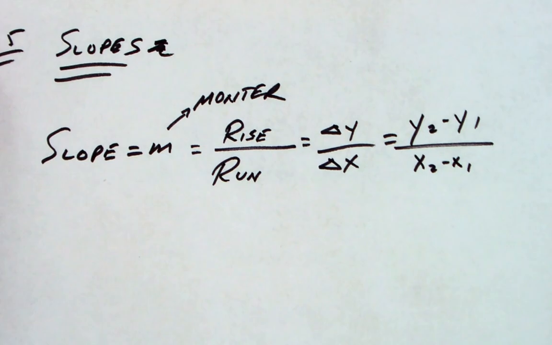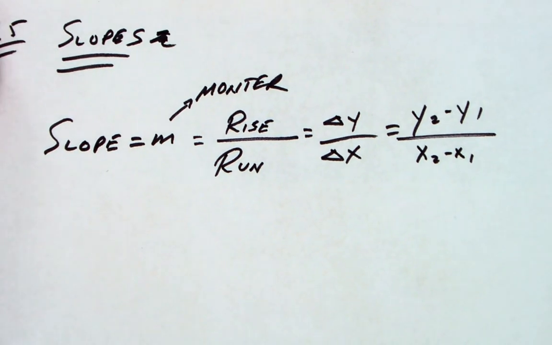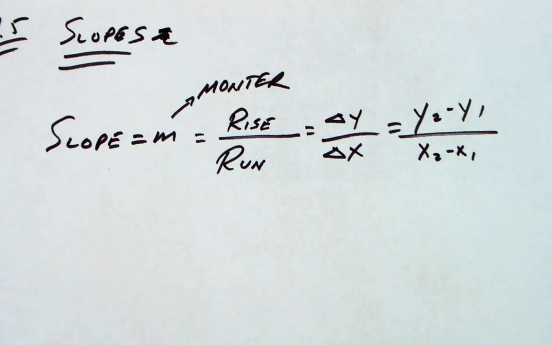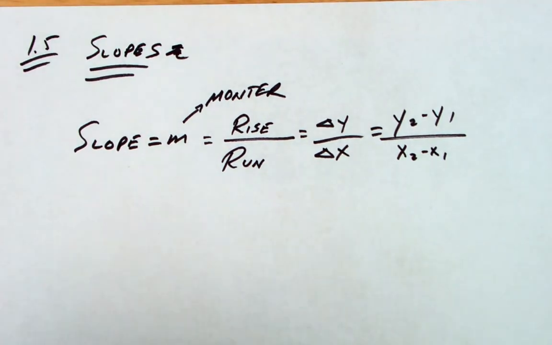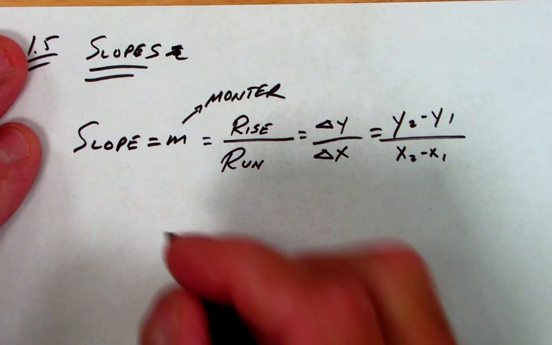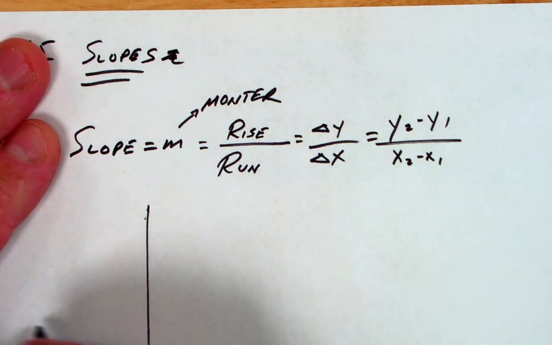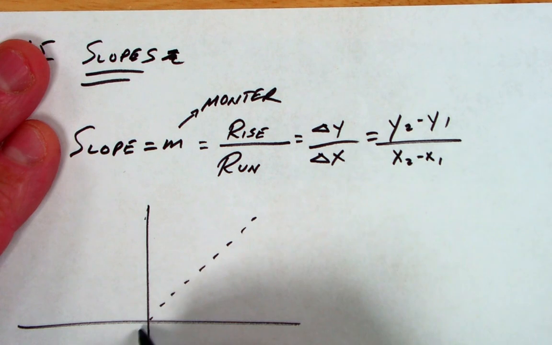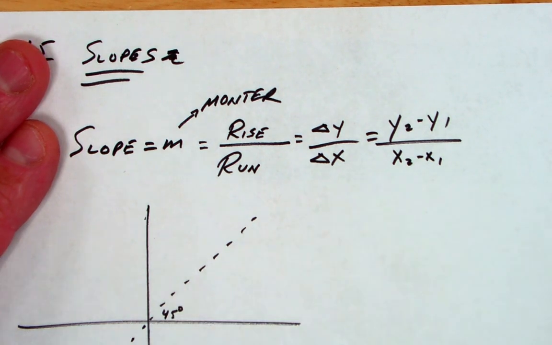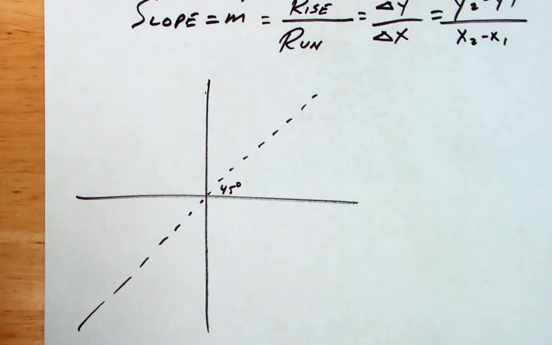So let's talk about just a couple things with slope. I think you need to have some visual understanding as to what slope is. If I cut this in half, then I have a 45-degree angle.